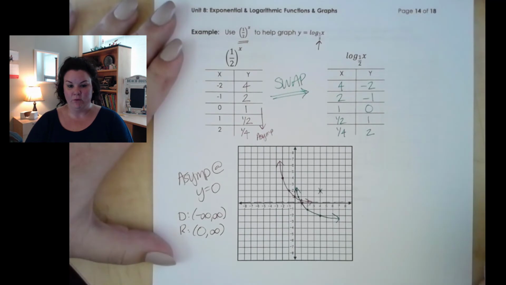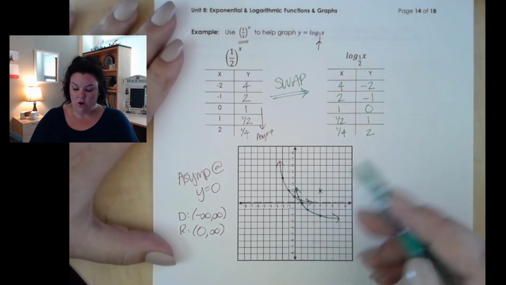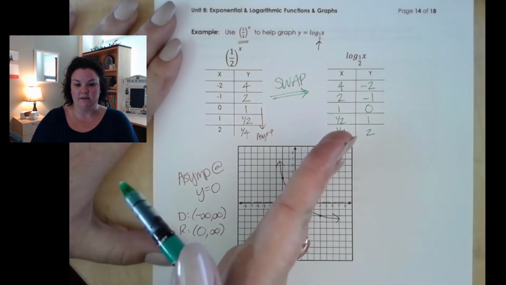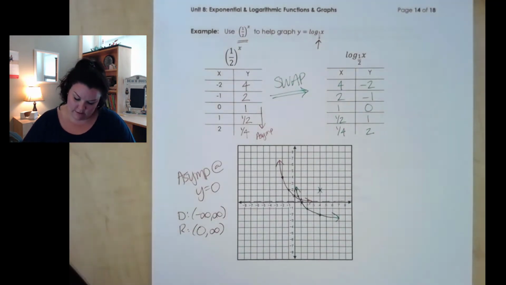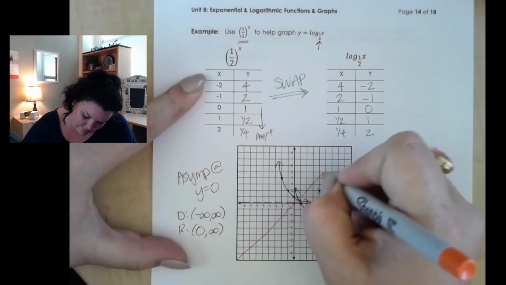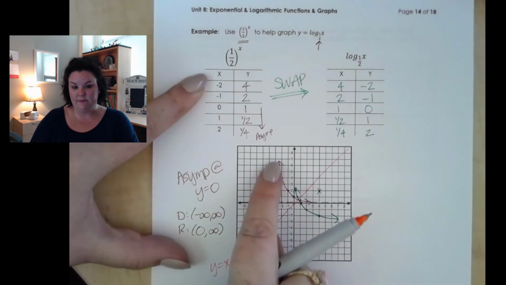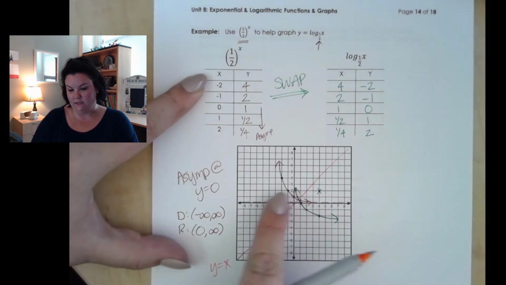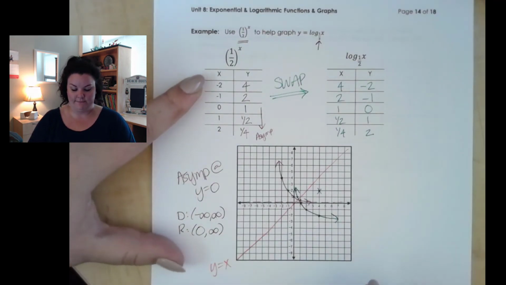And just like before, it is a reflection of our exponential over this identity line, right? And I can draw that in, put my pen away. So if we look here at this identity line, y equals x, you can see that the exponential, if I flip it across here, I would end up with this log function, okay?